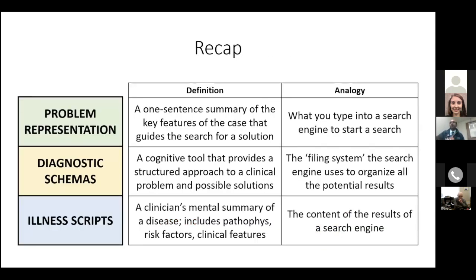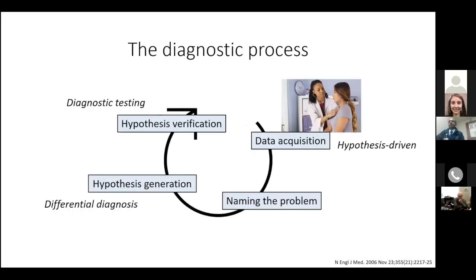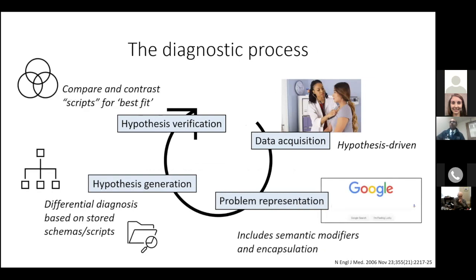So just to recap, the 3 terms that I talked about were problem representation, diagnostic schemas, and illness scripts. And many of these terms may already be familiar to you, but I think it's helpful for us to have a shared understanding of what they mean. And so if we revisit this diagram of the diagnostic process, we can fill out the different components a little bit more. So after data acquisition comes problem naming, which is really the problem representation. Hypothesis generation is differential diagnosis using stored schemas and scripts. And hypothesis verification is the process of directly comparing and contrasting illness scripts to find the best fit. And so this is the explicit diagnostic process that has come to be described over the last decade or two for how expert clinicians think.